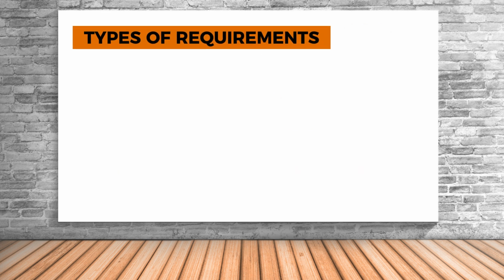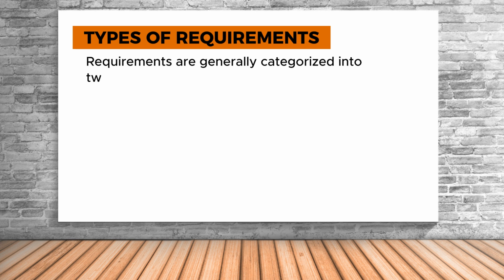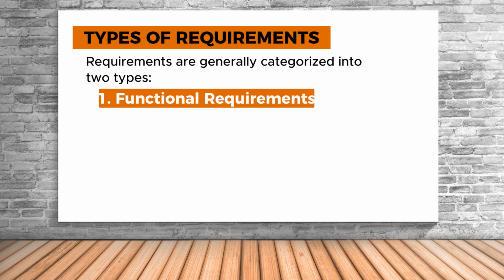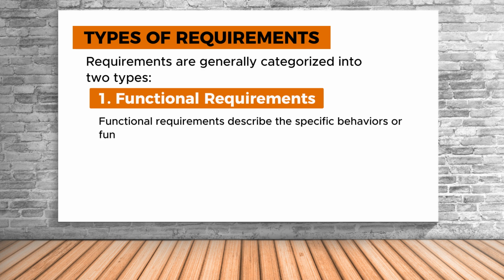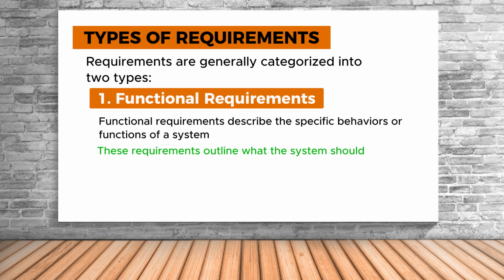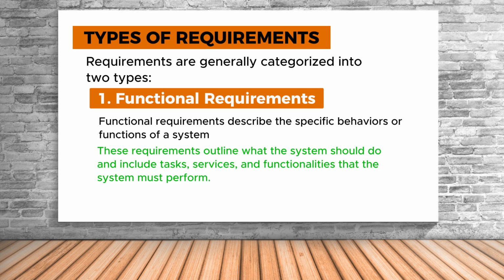Types of requirements. Requirements are generally categorized into 2 types. First, functional requirements. Functional requirements describe the specific behaviors or functions of a system. These requirements outline what the system should do and include tasks, services, and functionalities that the system must perform.